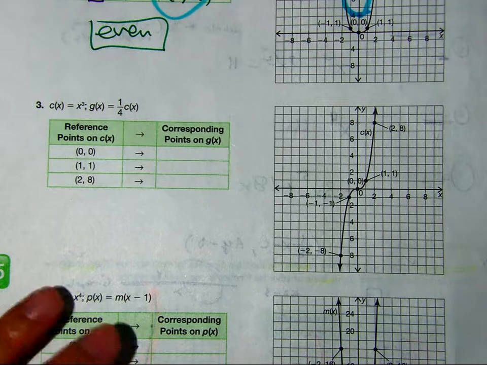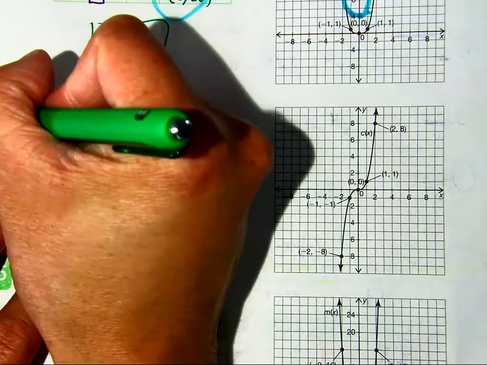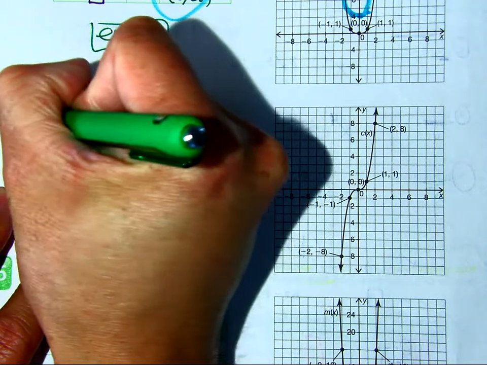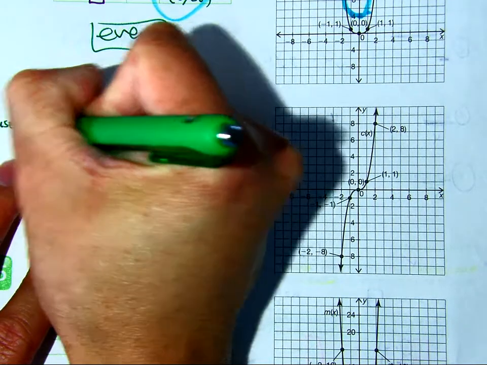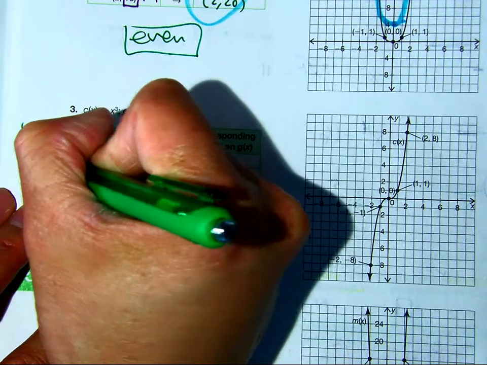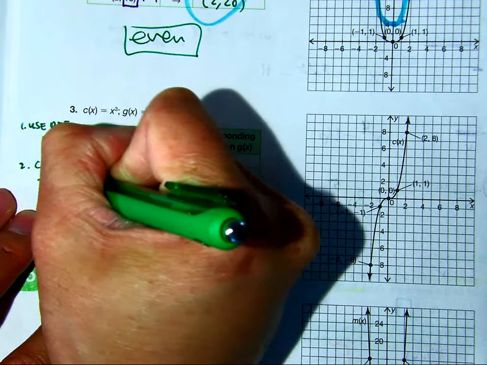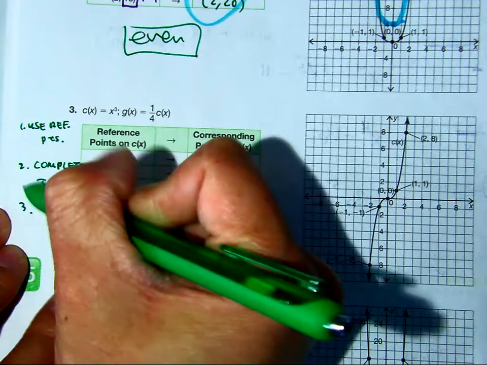All right, in this example for number 3, we're supposed to use reference points. I'm just copying the directions down so you know. Use reference points. We're also going to have to complete the table. Complete table. Graph it.